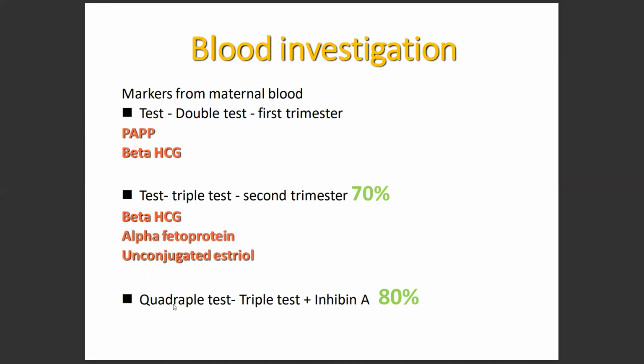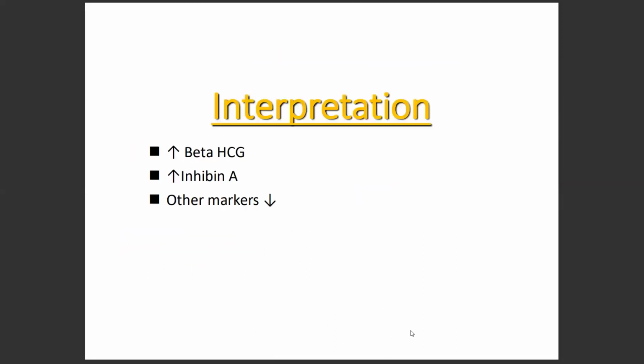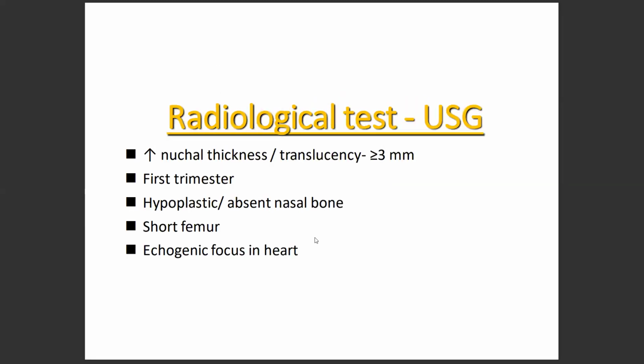And the quadruple test is also done in the second trimester. Along with the triple test, we have to find out inhibin A also. That is the quadruple test. Then interpretation: beta HCG and inhibin values increase and the other marker values decrease in the case of a Down syndrome child on antenatal screening.